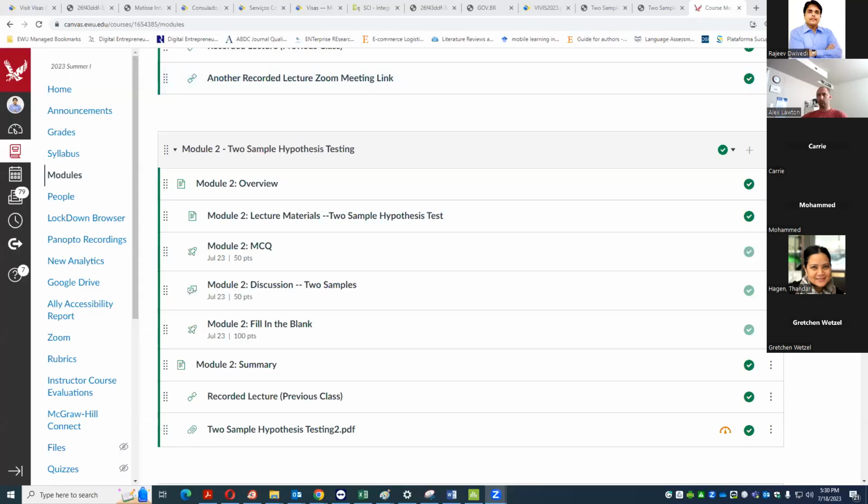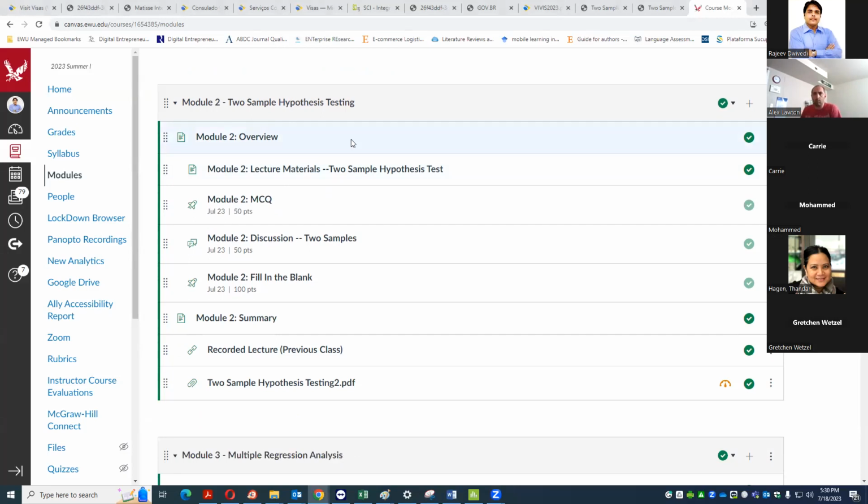Okay, so we are going to start module number 2. Module number 2 is about hypothesis testing, and we are going to learn the process. Basically, this is 2 sample hypothesis testing. If you have more than 2 samples, we are going to use a different tool, which is in the next chapter. So let me start with 2 sample hypothesis testing.